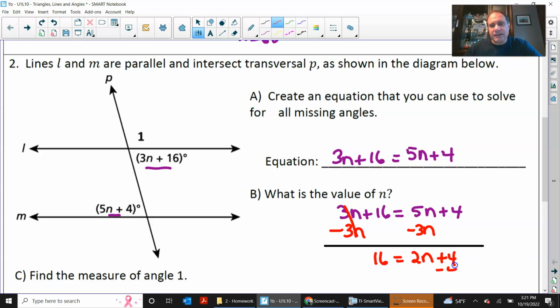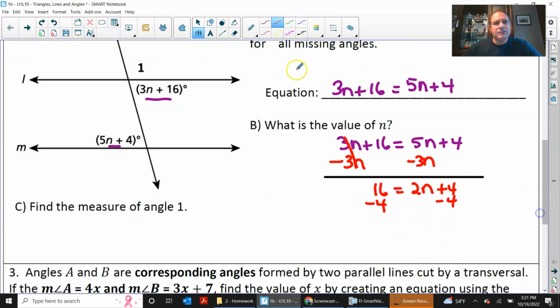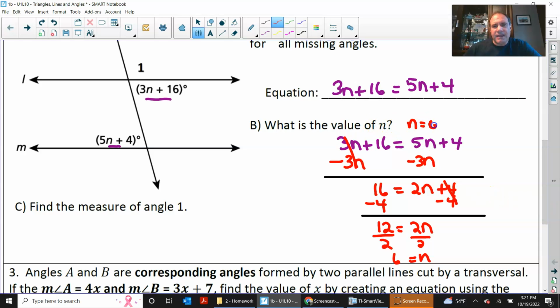Then you have to isolate the variable by subtracting 4 on both sides. We are going to subtract that 4 on both sides, and the 4's cancel on the right side. And 16 minus 4 is 12 equals 2n. Then you divide by 2, and n equals 6. So it says find the measure of angle 1, and it says what is the value of n? N equals 6. So you answered that, but you have to find the measure of angle 1 now.